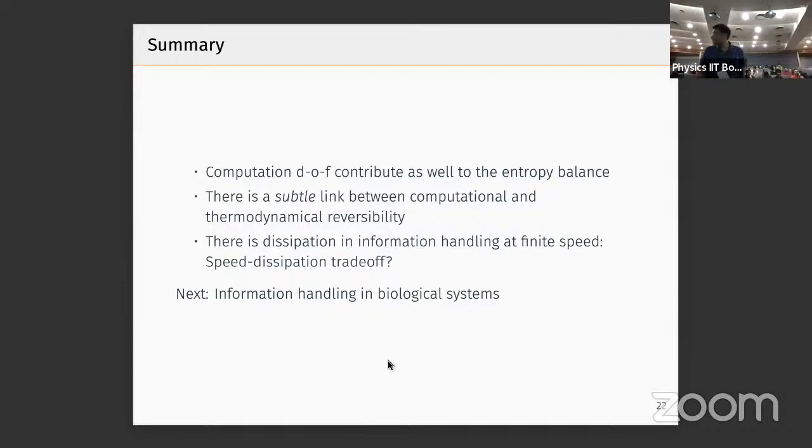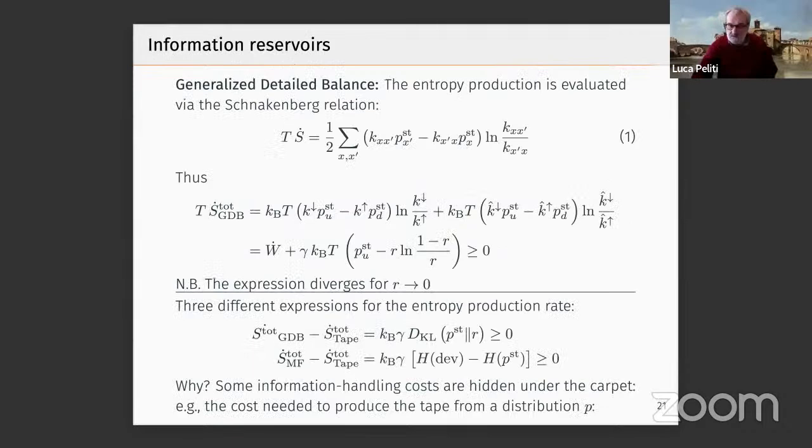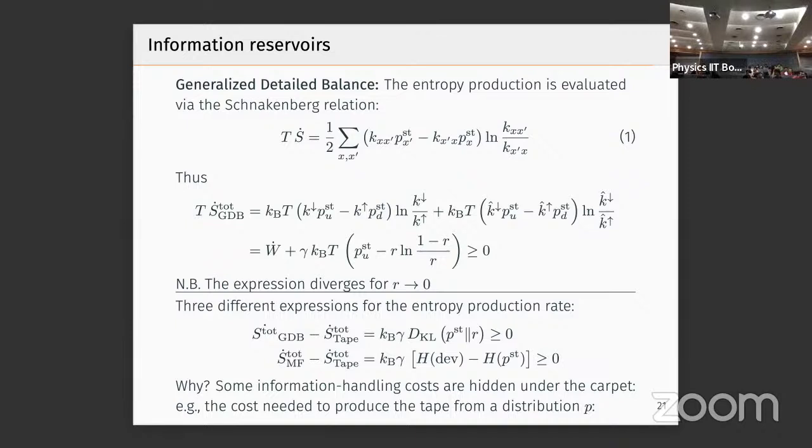Excuse me, Professor Lucas, I have a question. Can you go to the previous slide? Yes, this one. Here you have written that the expression diverges as r tends to zero. But if I write r log(1 minus r) as log(1 minus r) minus log r, it becomes r log(1 minus r) minus r log r, and x log x, or r log r, tending to 0 is 0. So what you get goes to minus r log r.